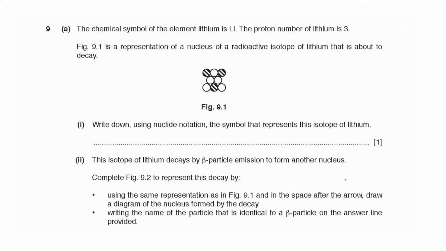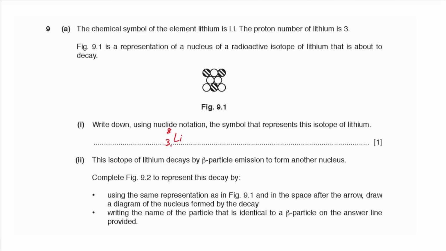Question 9a says the chemical symbol for the element lithium is Li. The proton number of lithium is 3. Figure 9.1 is a representation of a nucleus of a radioactive isotope of lithium that is about to decay. Write down using nuclide notation the symbol that represents this isotope of lithium. So these circles represent the nucleons, and we have 8 nucleons. So lithium has a nucleon number 8, and the proton number was already given as 3. So the dark or the striped circles are protons and the white circles are neutrons. So we have 5 neutrons.